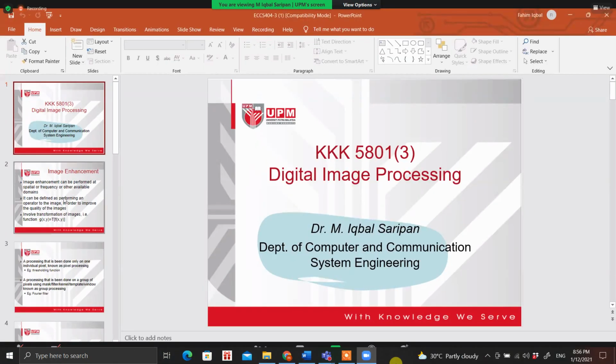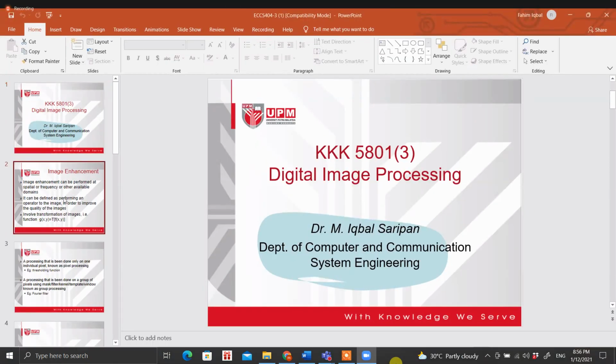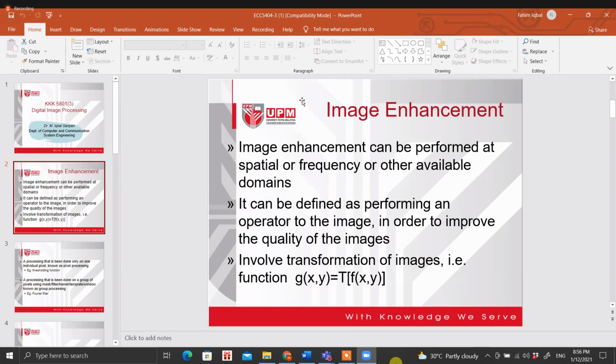Okay, so we are going to the first category, which is called image enhancement. Give me 5 minutes. Take a break.